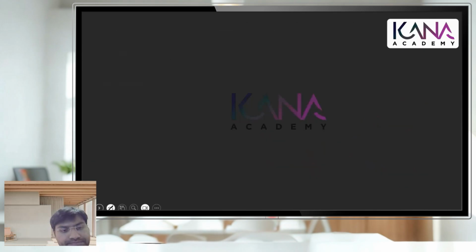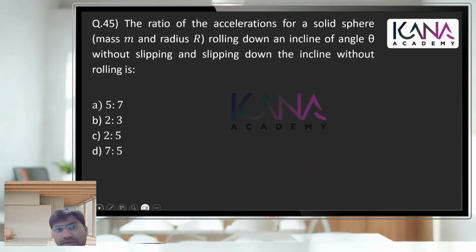Next question, the last one. It is based on a body going down the same incline, but in two different ways. One is slipping, where it is a smooth block with no rolling. The second case is rolling without slipping, with a solid sphere. We need the ratio of the accelerations. So okay, let's see how to solve this. First is case 1, that's slipping only.